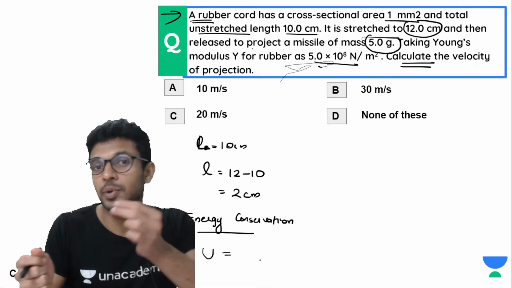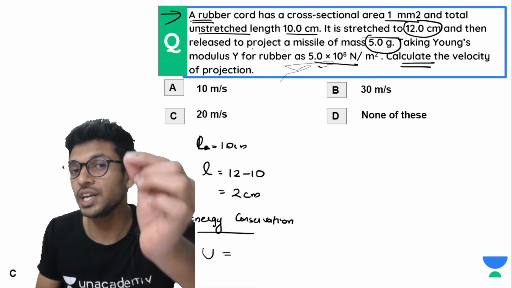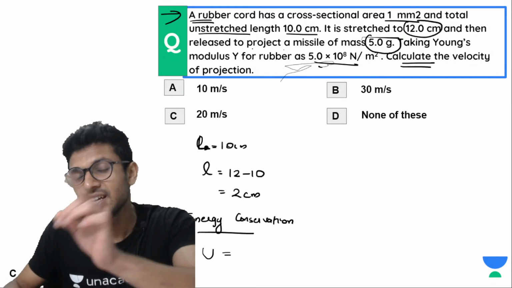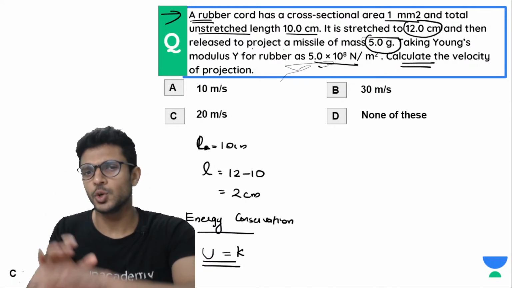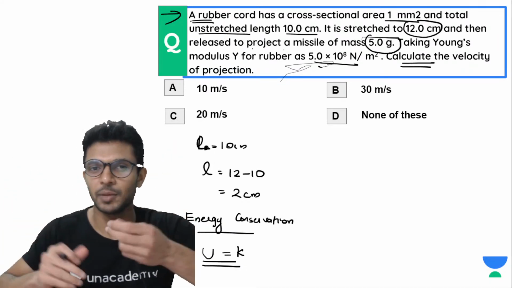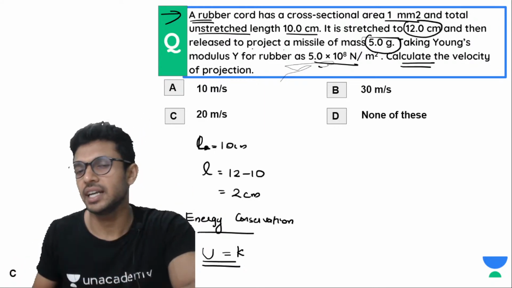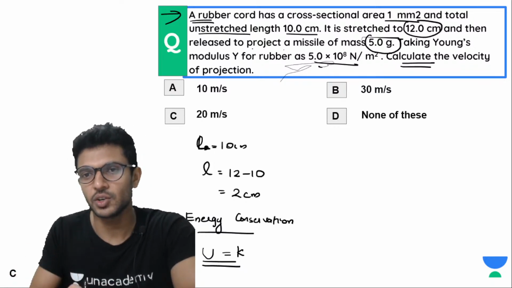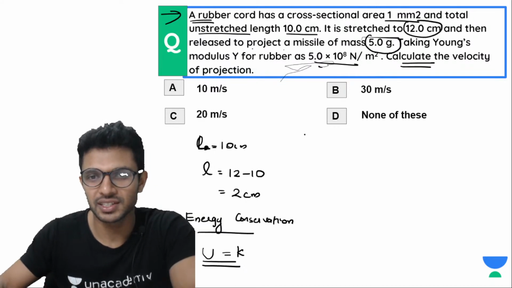Once you leave that particular rubber cord, the entire potential energy stored in the rubber cord will be converted as what? It will be converted as, yes, the kinetic energy. Very good. Those who know this particular concept, your answer is done. The potential energy stored inside the rubber cord is actually getting converted as the kinetic energy of the missile. Just use this, expand the formula, get your answer. That's it. Okay?